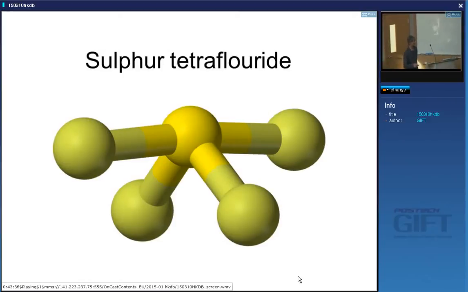There might be additional modes, but this is sulfur tetrafluoride. Can you see that there's a twofold axis going vertically up, and there's a mirror plane containing these three atoms? So this has the same point group symmetry, so we should pick up the same vibration modes for this molecule as well.